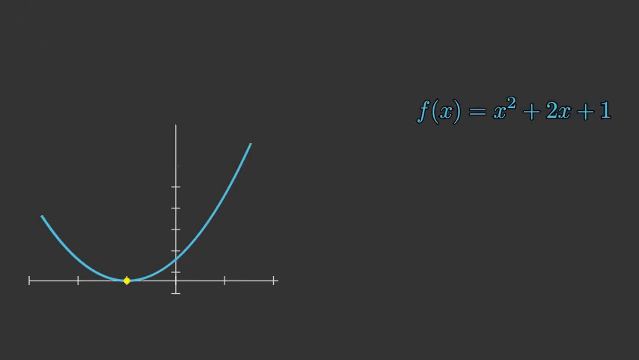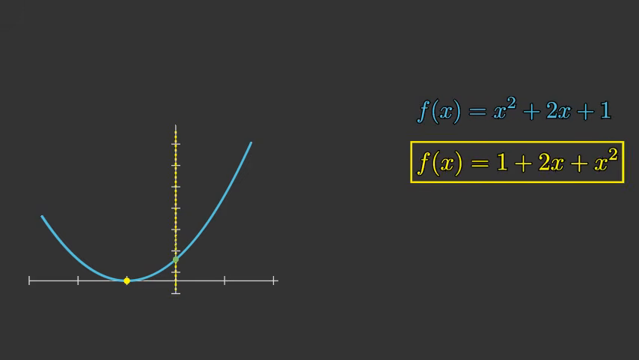To see that this is not mysterious, take a familiar function. F of x equals x squared plus 2x plus 1. This is just a parabola. Now write the same function starting from the lowest power of x. First the constant term, 1, then the first power, 2x, then the second power, x squared. The function has not changed. Only our point of view has changed.